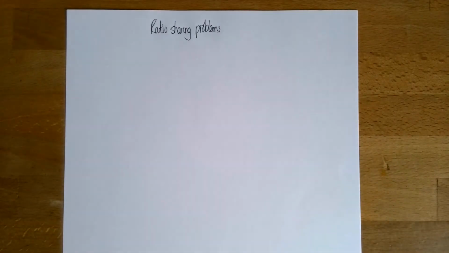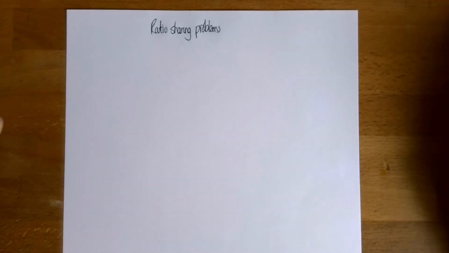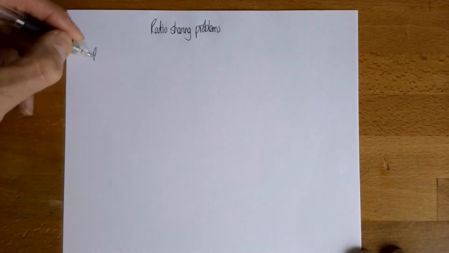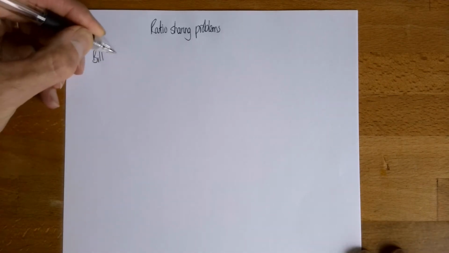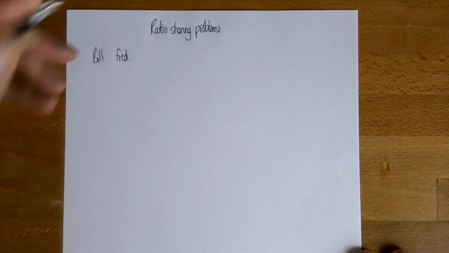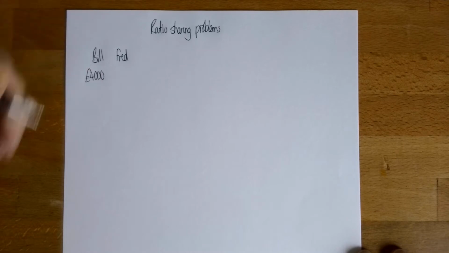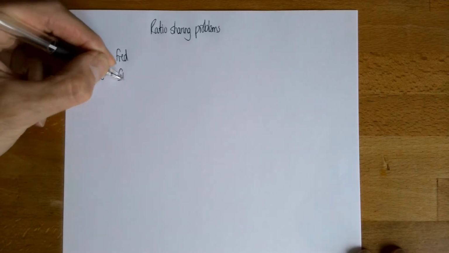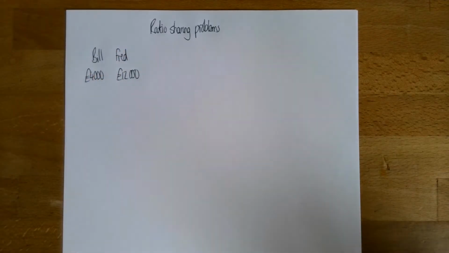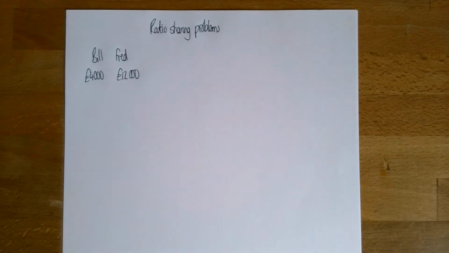So let's start off by talking about where ratio sharing comes from. Imagine that two friends invest in a company and they start a company together, and let's say those two friends are Bill and Fred, and that Bill invests £4,000 and Fred invests £12,000. Okay, so it's not fair if at the end of the year they share the profits 50-50. Clearly Fred needs to get more profits than Bill.